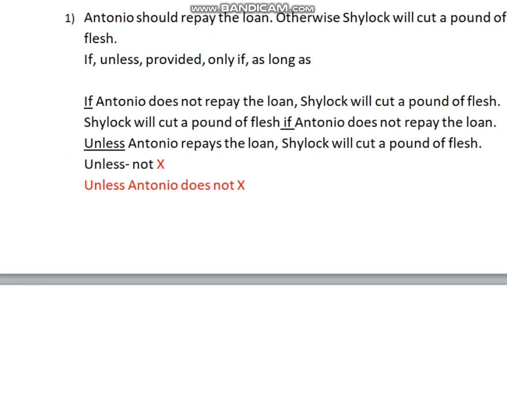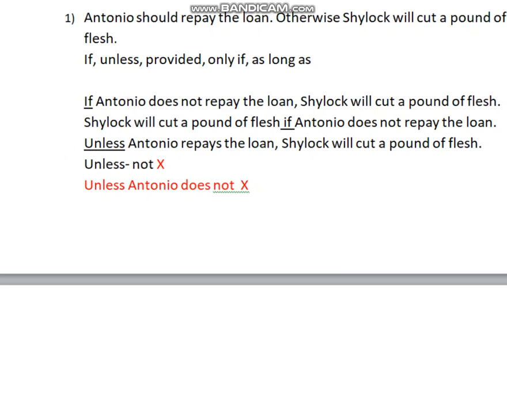Unless already means if not. So there is no need for you to write not over here, and if you write, unless Antonio does not repay the loan, the answer will be wrong. So no need to write not with unless. Simply: unless Antonio repays the loan, comma, Shylock will cut a pound of flesh.